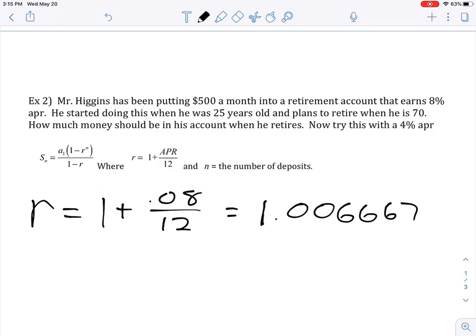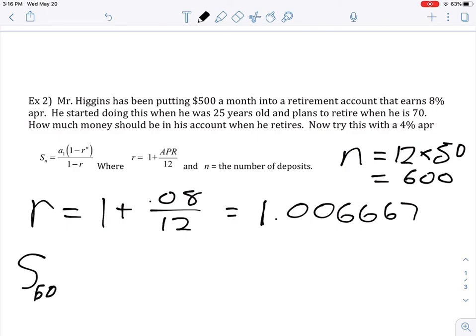So I'm going to say summation notation, S. My N equals 12 times how many years I'm going to make deposits. From the time you're 25 to the time you're 70, it's 45 years. So that equals 540 deposits. Actually, that's our N, 600 deposits as I've set it up. A sub 1 is my monthly payment, $500 a month. 1 minus 1.00667.